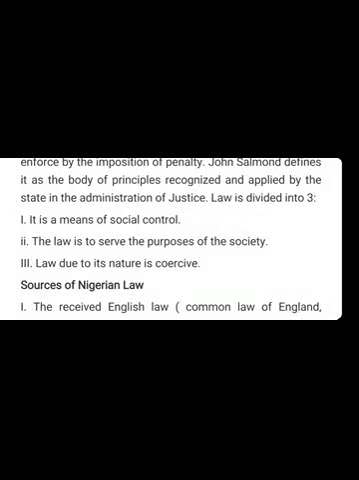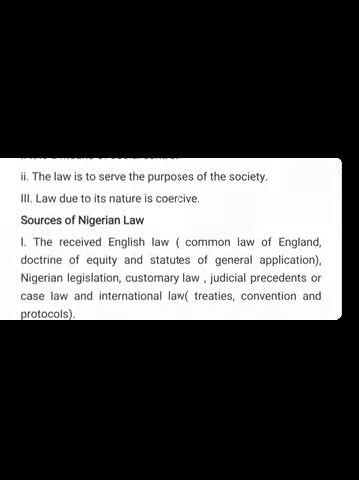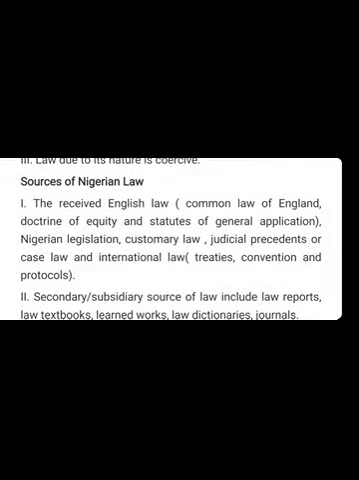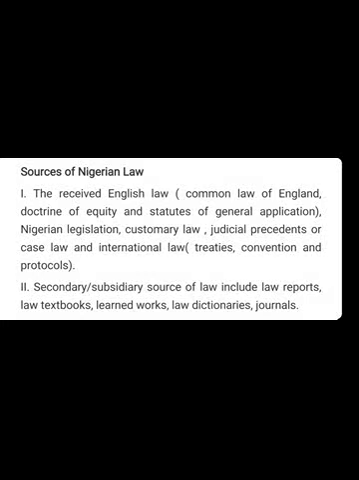Let's go to the sources of Nigerian law. That is where laws can be found. The first source of Nigerian law is the received English law. That is the common law of England, doctrines of equity, and statutes of general application. As we continue, we are going to look deeper into this received English law.